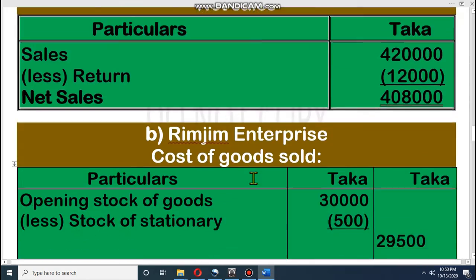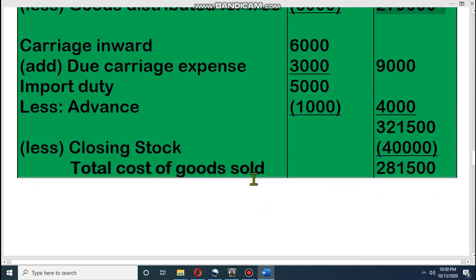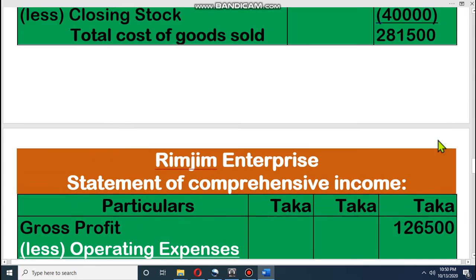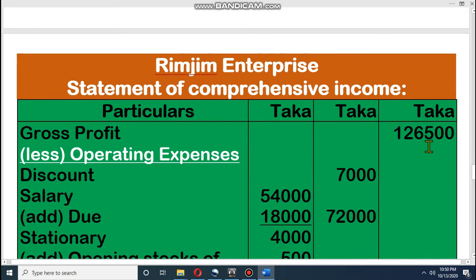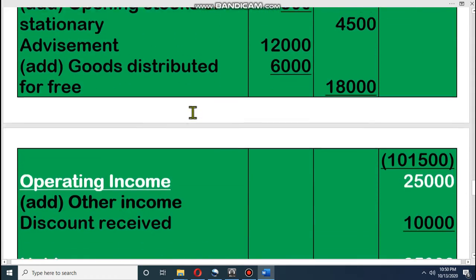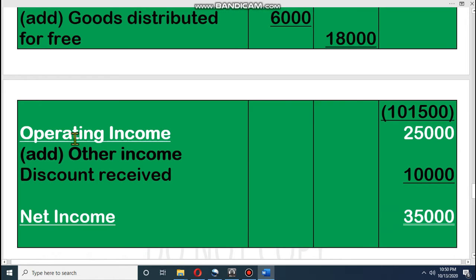Dear student, our gross profit is given 1,26,000. So gross profit is 1,26,500. Dear student, then what is the formula? Gross profit 1,26,500. Then if you can remember, the formula is that at first net sales minus cost of goods sold, then gross profit. After that we have to subtract operating expenses, then we have to add other income, then it is net profit.